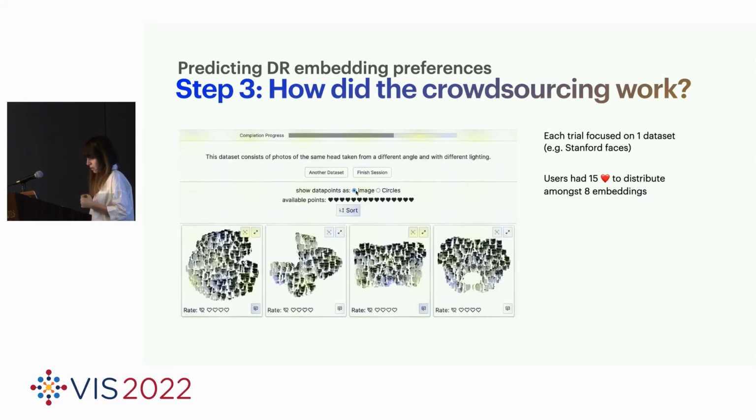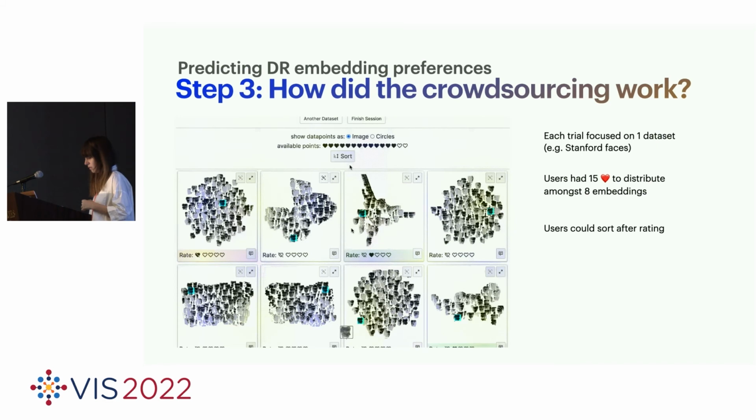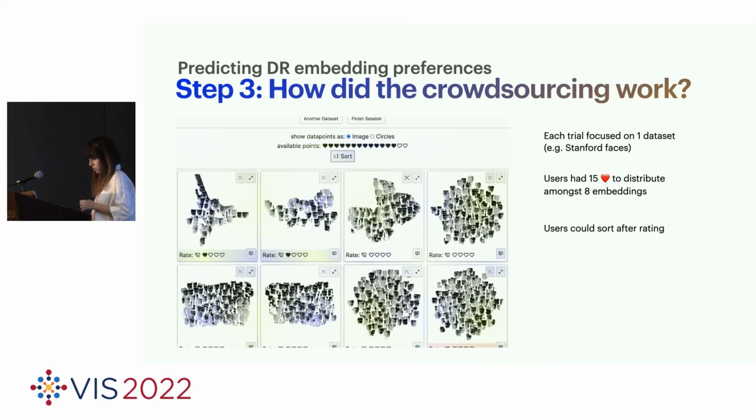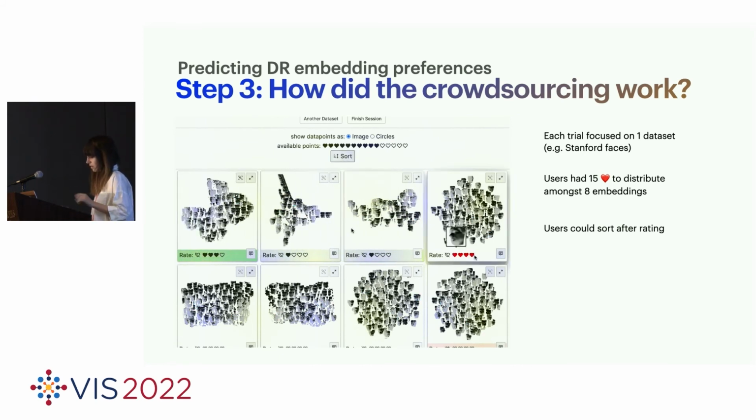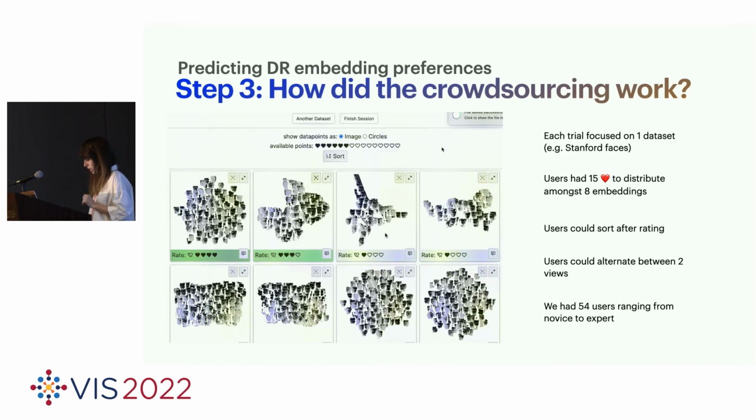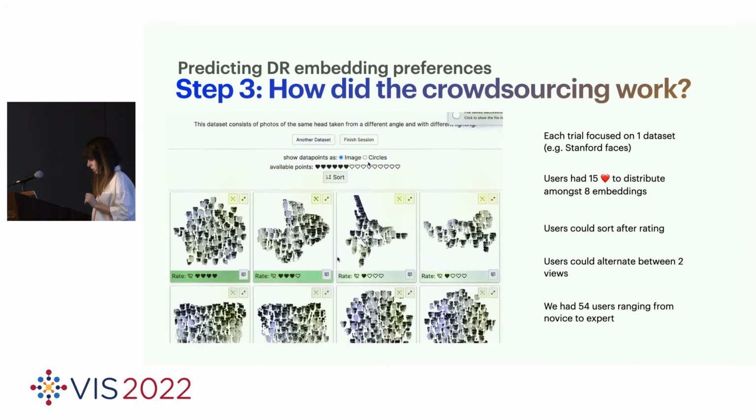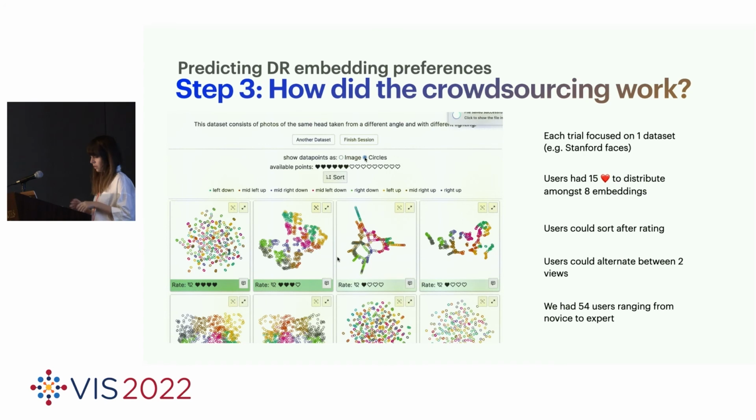Then we ran this crowdsourcing study where we gave people points, and they were looking at these dimensionality reduction embeddings, and they had to distribute these points to them and make opinions of what's better and what's worse. Every time a scoring would go on, the person could sort their embeddings and check what's up. And then users could alternate between 2 different views: a view where you had scatter plots and images, and scatter plots with just color-coded classes.